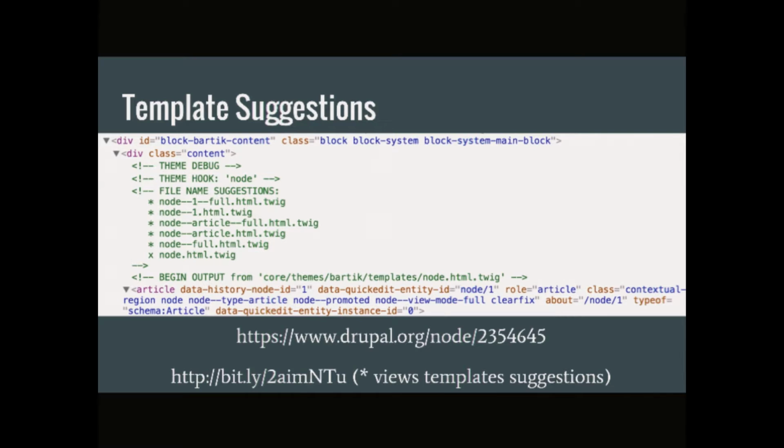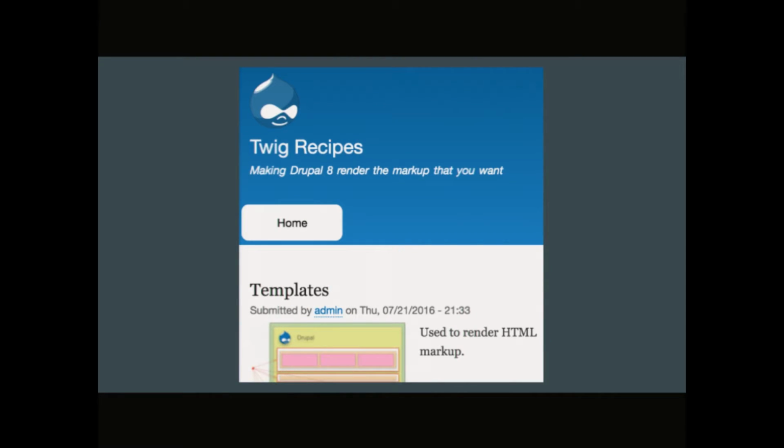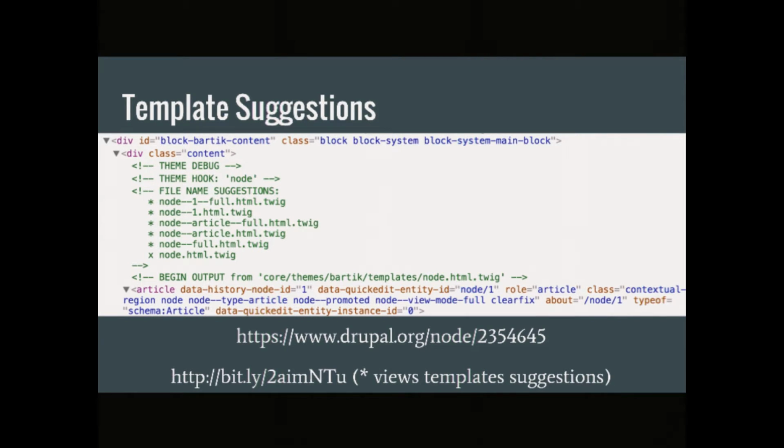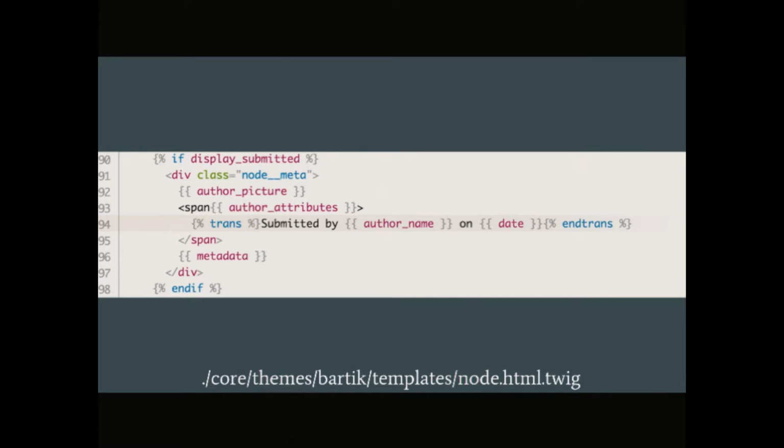Okay, so again, with the example, I want to modify the date format. So, okay, this is the node template. I identify that this is being printed by the node template. Then in the node template, Drupal comes by default with the theme called Bartik, so that is the path. And in line 94 of that template, I get this: trans submitted by author name on date. So this is pretty much what I'm trying to modify.